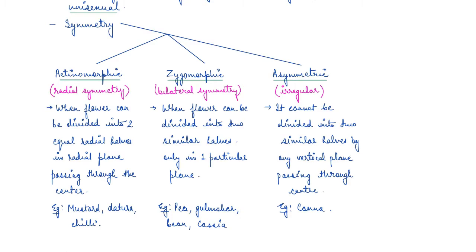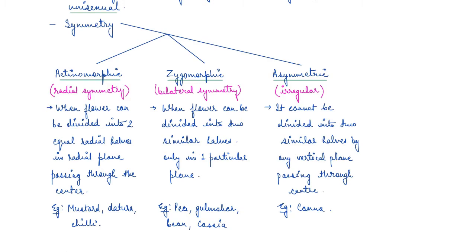Now there are some plants which can be divided into two similar halves, but only through one vertical plane, right? So only through one plane, if you can divide a flower into two similar halves, it is zygomorphic or bilateral symmetry. So I hope you remember that we studied symmetry in the previous chapter for animals as well, right? In the same way, flowers are also symmetrical and asymmetrical, and they also have radial and bilateral symmetry.